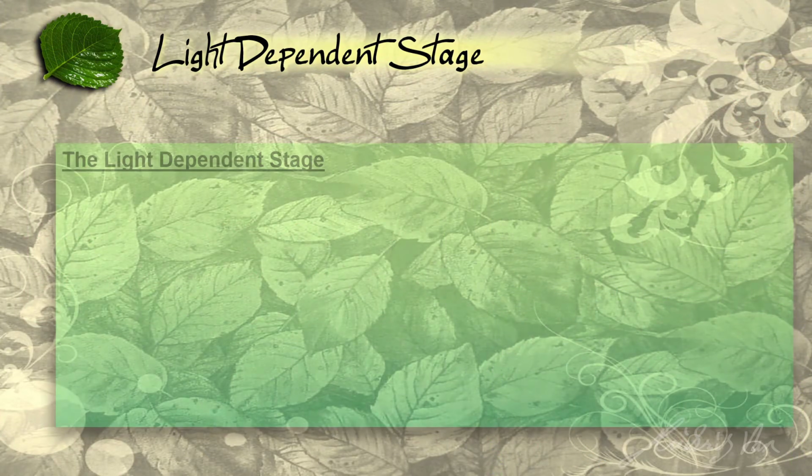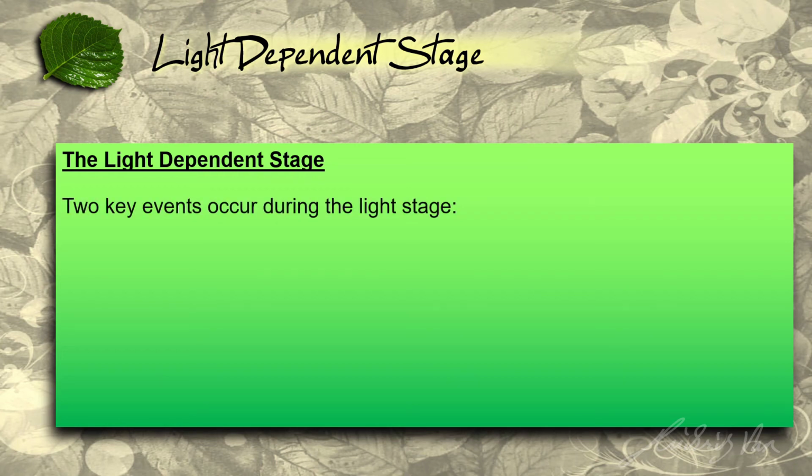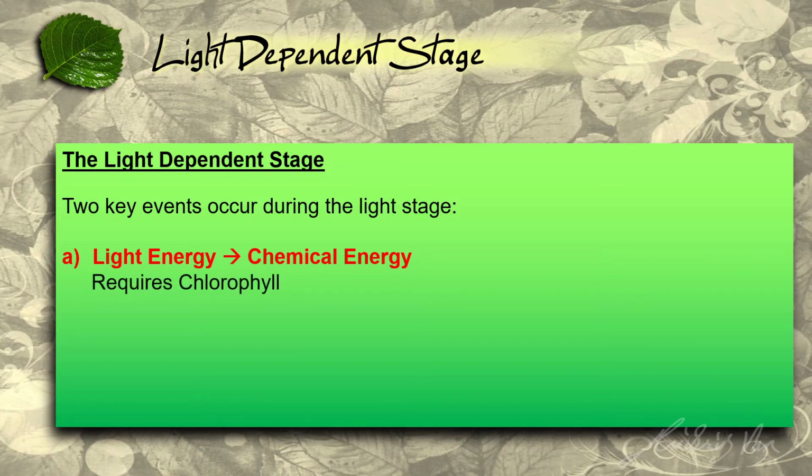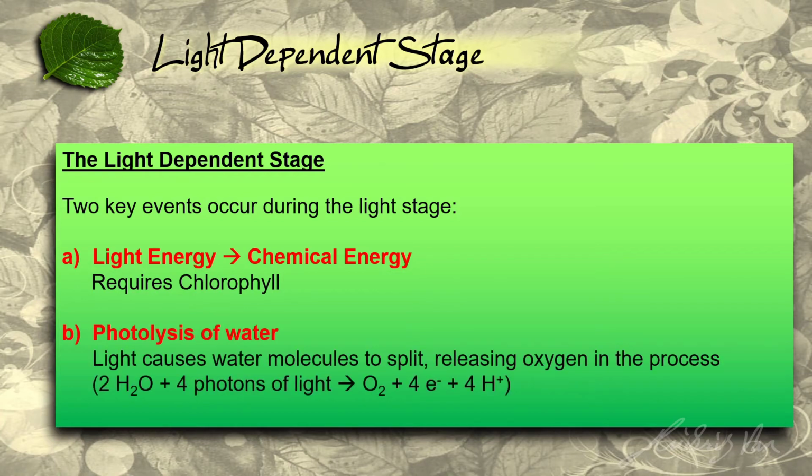In the light dependent stage, there are two key events that occur. First of all, light energy is converted into chemical energy by chlorophyll. This again, I think, is the fourth time that we are mentioning this. And the second key event is photolysis of water.